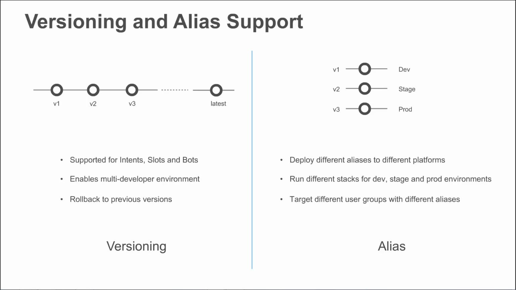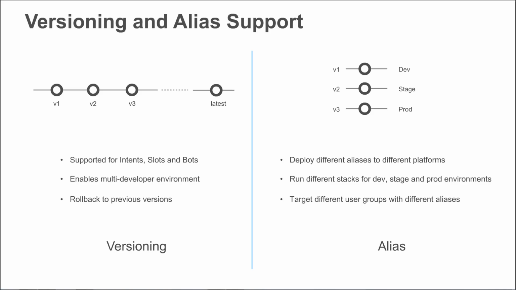Versioning and alias support. We have versioning support at the intent level, at the slot level, and at the bot level. Just to explain what these are, bots are like applications, and they're a collection of intents. Intents are goals that your customers want to achieve, for example, ordering a pizza, ordering a ticket, and checking status, and so on. Slots are the data that you need in order to fulfill the intent. For example, the names of all US cities, that would be a slot. A date is a slot, and so on.